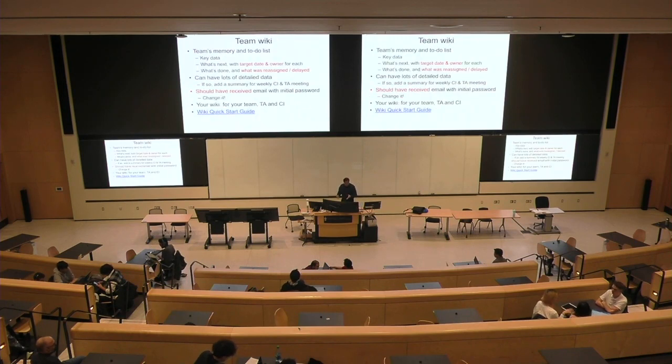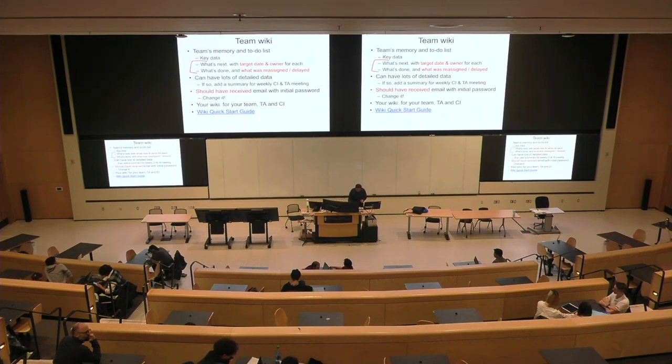Okay, so let's talk about the wiki. It's the team's memory and to-do list. You can put anything you want on this: key data, detailed plans, whatever you like. But what your TA and your CI really want to see are what you are going to do next, with a target date and owner for every task, and what you have achieved. So what is done, and what had to be reassigned because it didn't meet the original date.